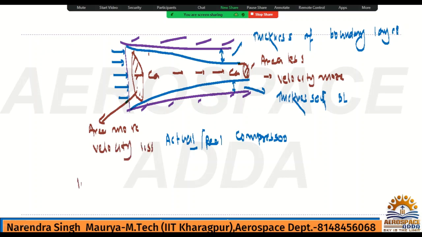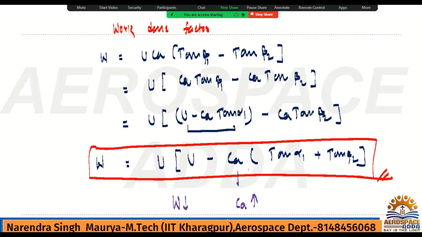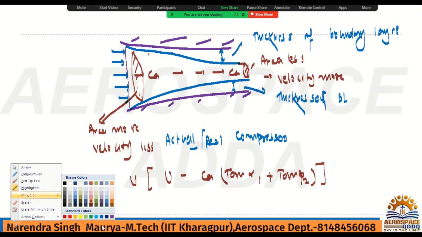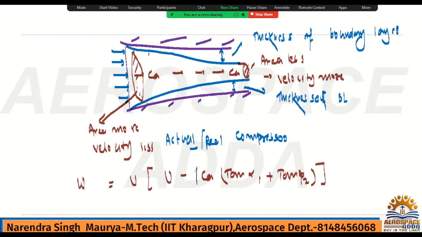So if you check the work input to the compressor, what is the formula? It is U times CA, what was the formula? Tan alpha 1 plus tan beta 2. This is the formula. So CA is increasing here. See, the CA is increasing once you go for the more number of stages.